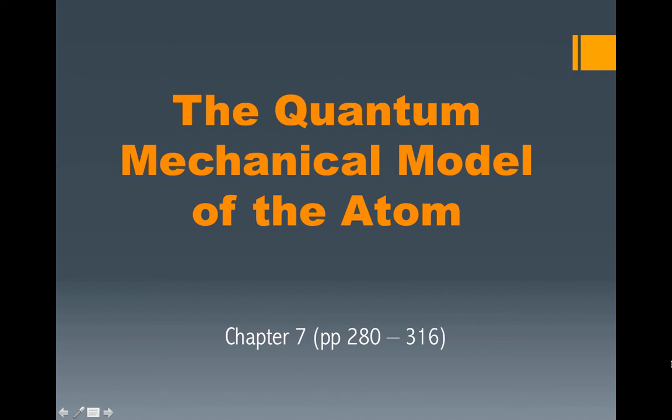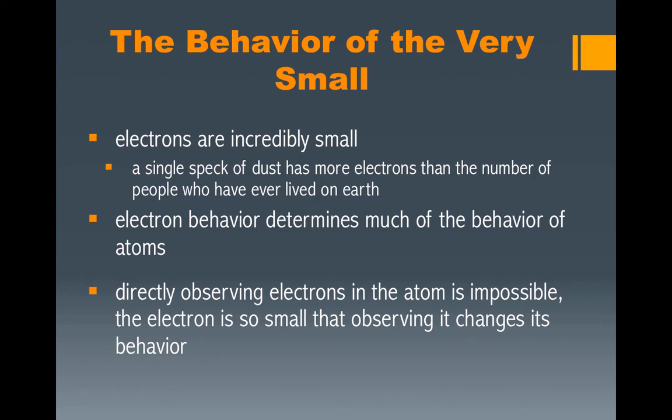So this is the lecture for Chapter 7, which covers the quantum mechanical model of the atom. The pages of the text that this information comes from is shown right here on this slide. Please make sure you're reading and outlining the text pages before you watch this lecture. We're going to start with describing electrons.